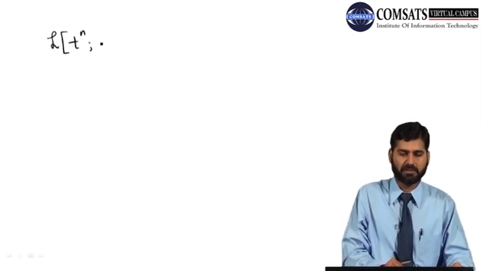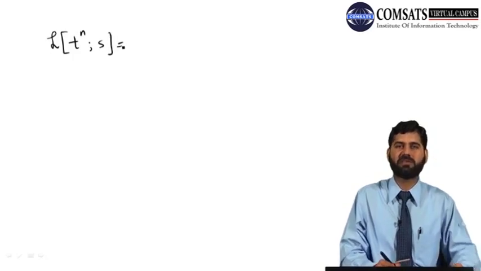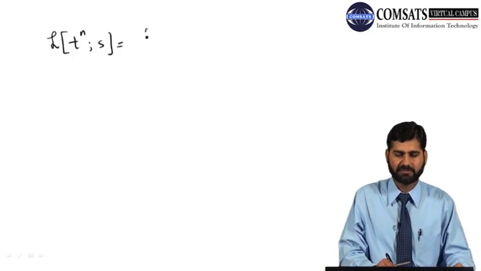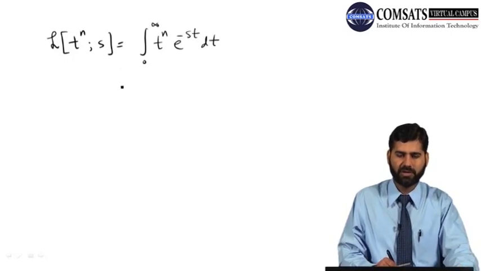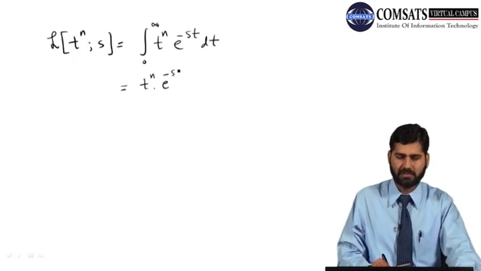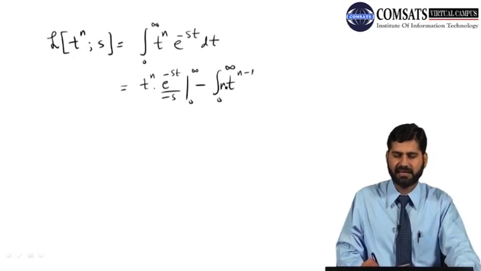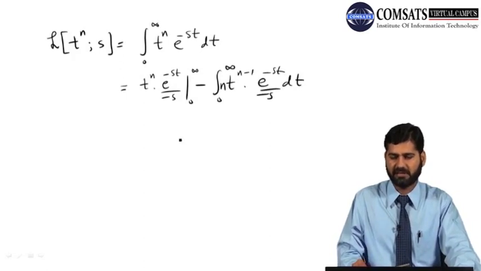This is important because this will take care of many functions, many polynomials as well. Alright, the integral from 0 to infinity of t^n e^(-st) dt. Here we can do it by integration by parts: t^n as it is, times e^(-st) over minus s, from 0 to infinity, minus the integral from 0 to infinity of the derivative of t^n, which is n t^(n-1), times e^(-st) over minus s dt.